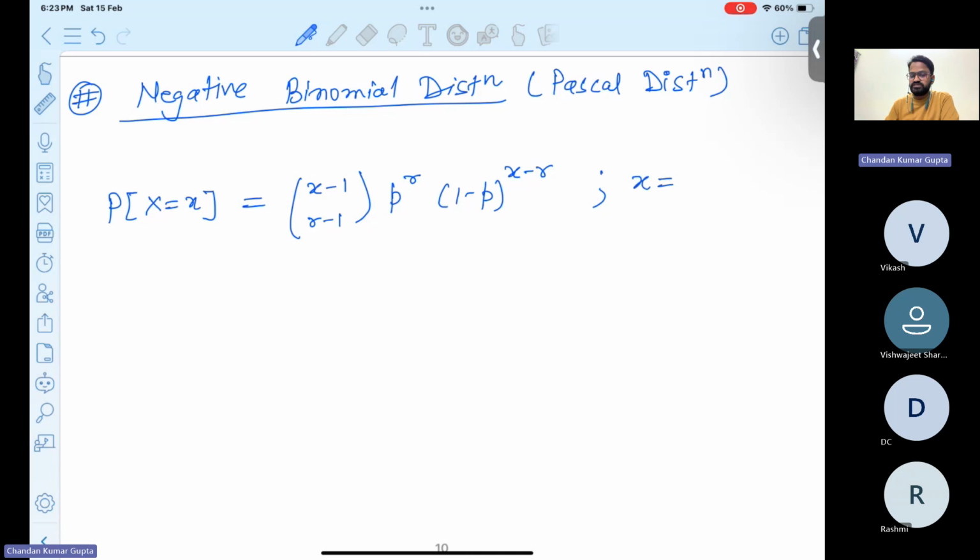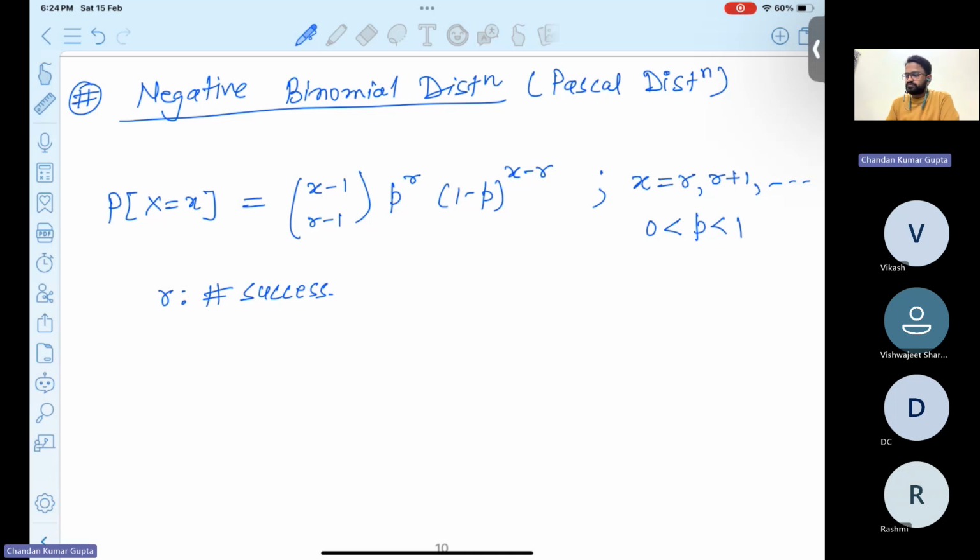Similarly, here the value of x starts with r plus 1, and so on. And p lies within 0 to 1, the probability of success. Actually, the negative binomial distribution is a generalization of the geometric distribution. Here r is the number of successes. If we consider r equal to 1, then this negative binomial distribution converts into the geometric distribution.